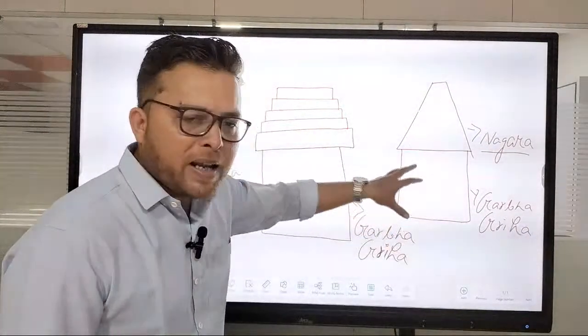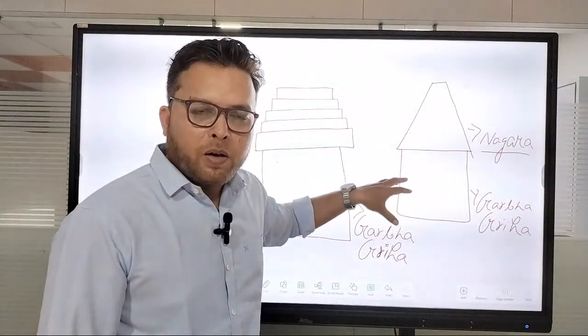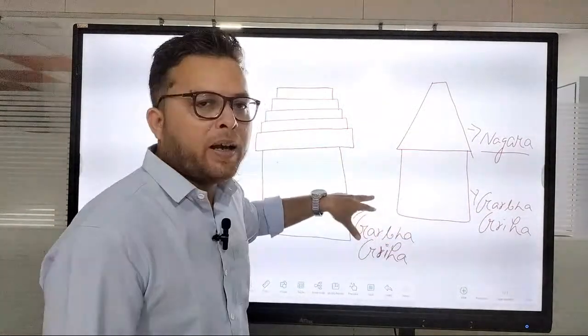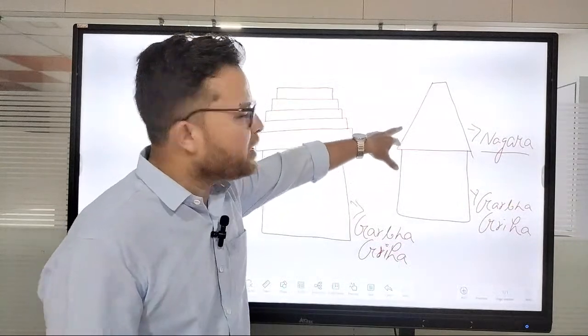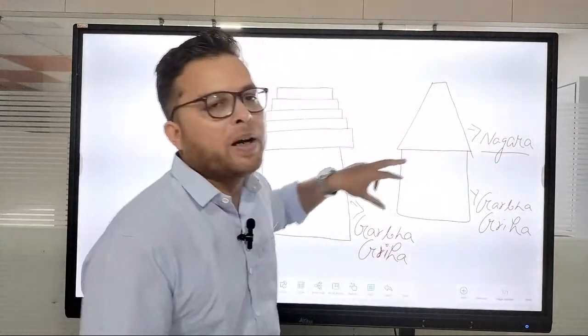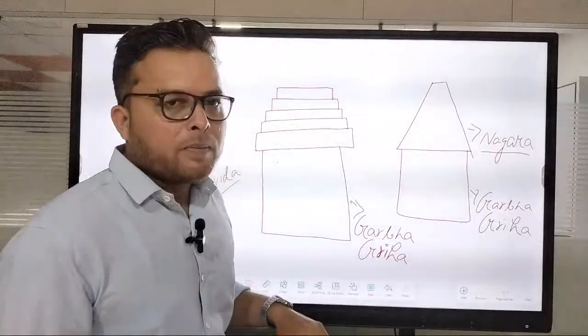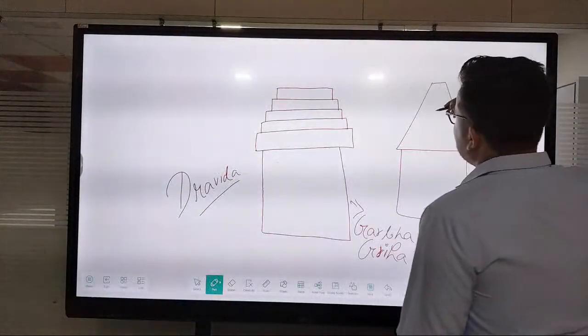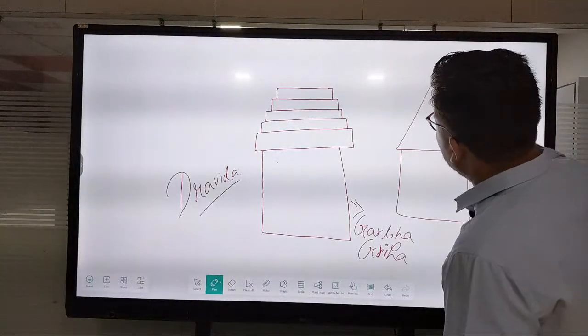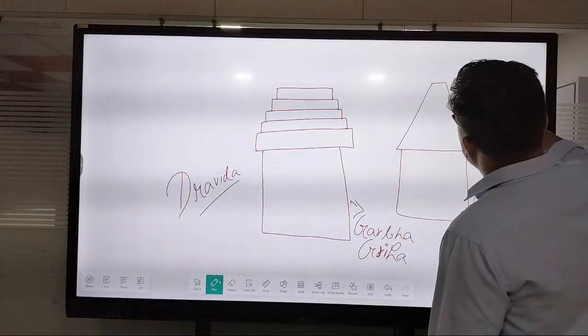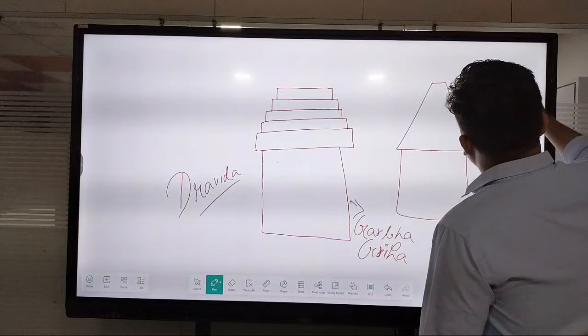As far as Garbha Griha is concerned, there is no difference. The difference is in the structure which lies above the Garbha Griha. This is Dravida and this is Nagara. The structure which lies above the Garbha Griha in the Nagara style is known as Shikhar.